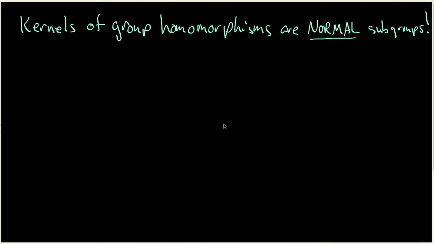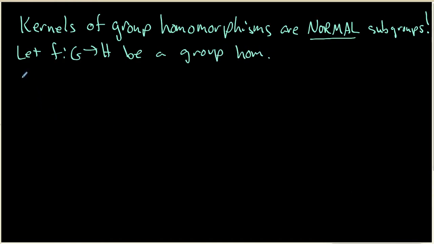In this video, we're going to look at the fact that kernels of group homomorphisms are normal subgroups of the domain. So I want to set up the basic idea. We are going to let f go from G to H be a group homomorphism throughout this particular video.